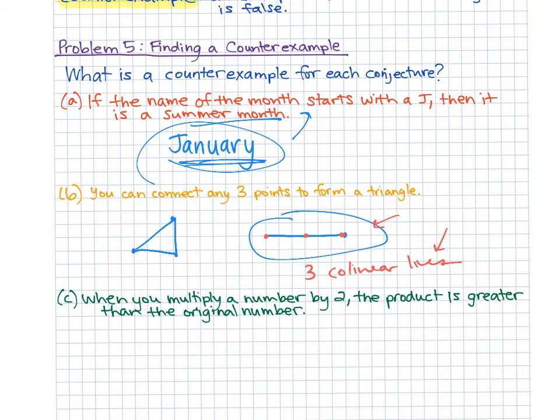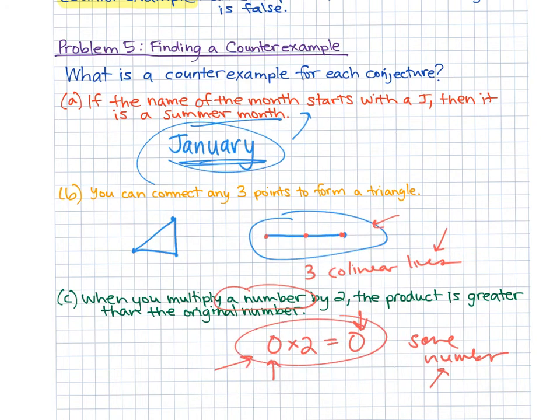Okay, and then another one: when you multiply a number by 2, the product is greater than the original number. So when you multiply a number by 2, let's pick a number. Well, let's pick 0. What happens? 0 is a number. What happens when we multiply 0 times 2? We get 0. Is this product greater than the original number, 0? No, they're the same. So you don't even have to write this part. You can just show this right there. That is your counterexample.